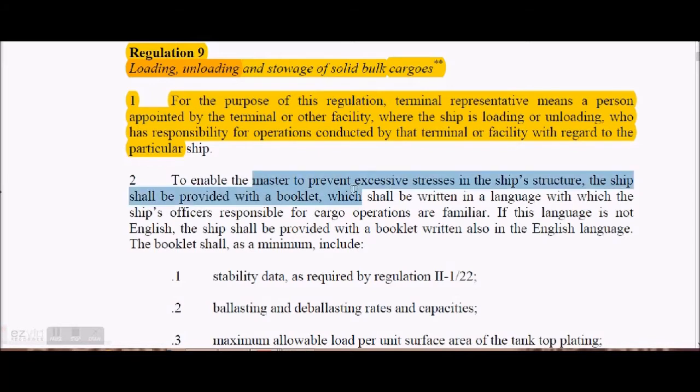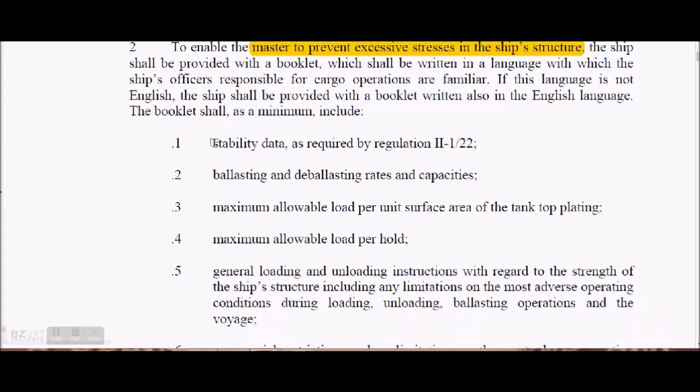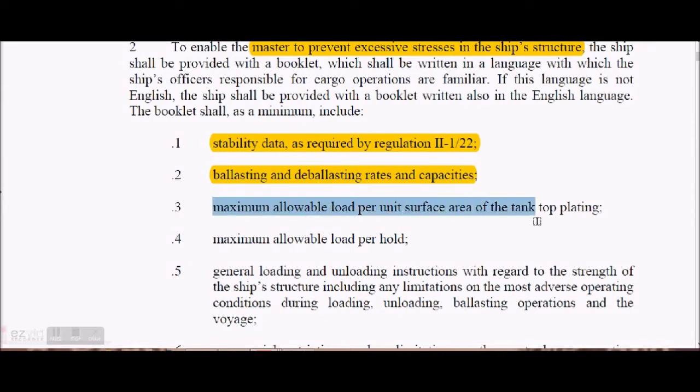The ship shall be provided with a booklet written in the language and all this. So what is there? What is the stability data? The booklet shall have minimum stability data as per SOLAS chapter 2 part 1 regulation 22, ballasting and ballasting rate and capacities, maximum allowable load per unit surface area at the tank top plating. Many times people ask which booklet it is. To enable the master, the ship shall be provided with a booklet written in the ship officers' language, English. The booklet shall have a minimum including this, then maximum allowable load per hold. This is also given there.